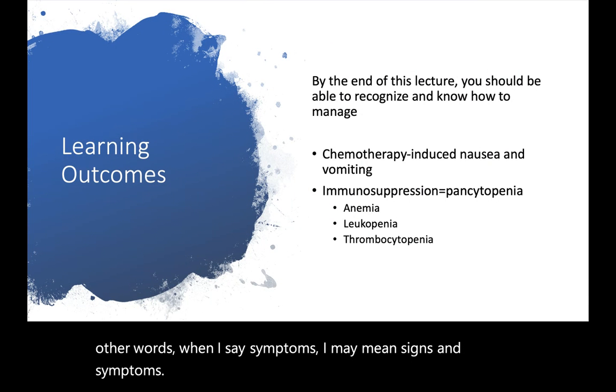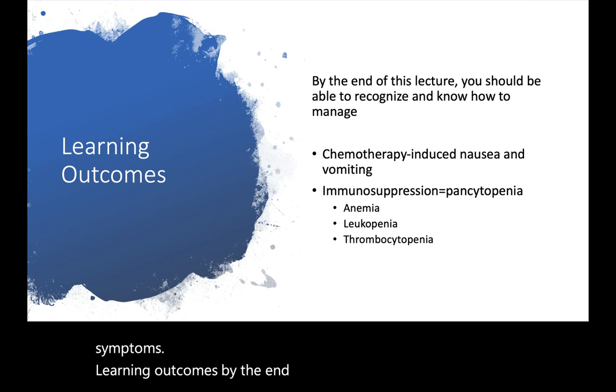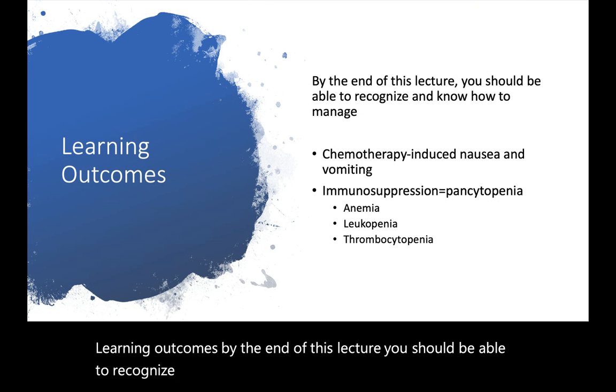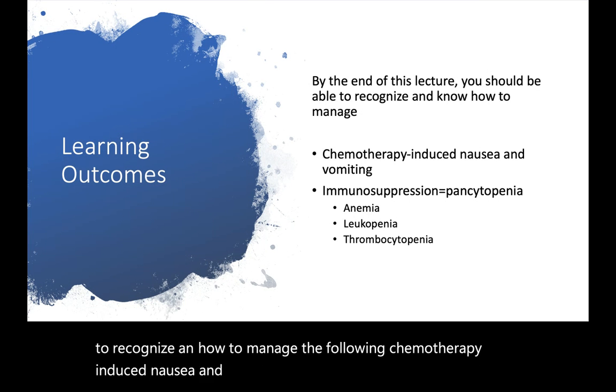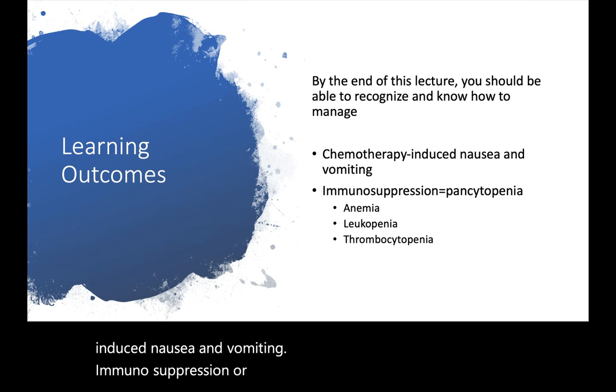Learning outcomes. By the end of this lecture, you should be able to recognize and know how to manage the following: chemotherapy-induced nausea and vomiting, immunosuppression or pancytopenia, namely anemia, leukopenia, and thrombocytopenia.